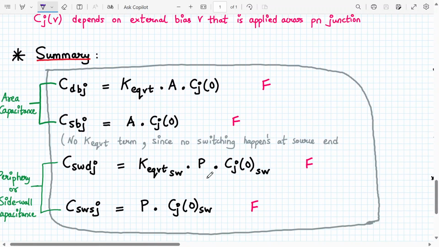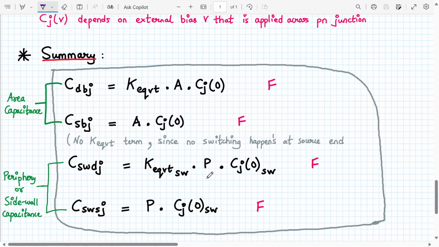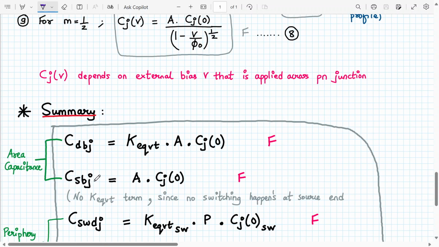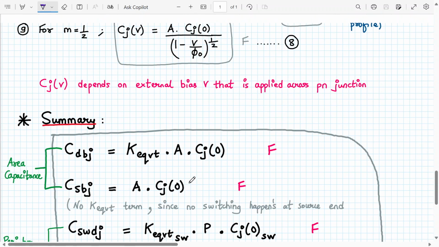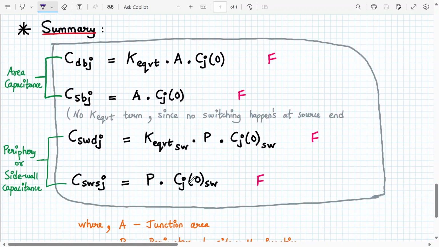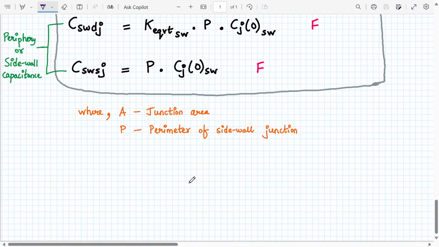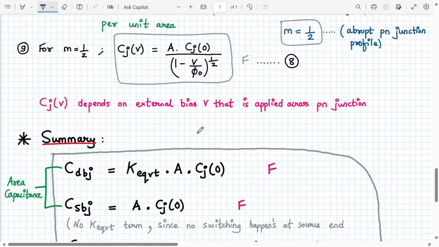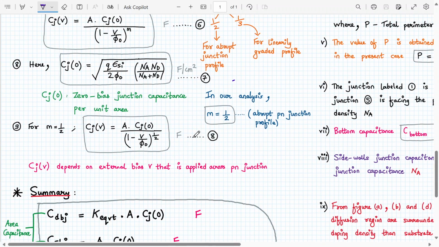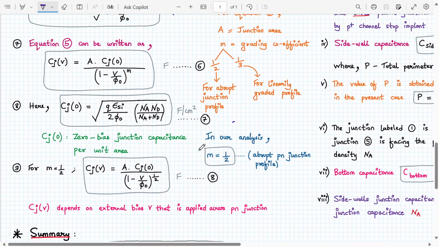So in our case we have written Cj equal to A into Cj0. We will come back to this area capacitance formula later. But expression number 8 shows that your junction capacitance is a function of the external bias voltage V. So we will come back to this. We have derived these expressions.